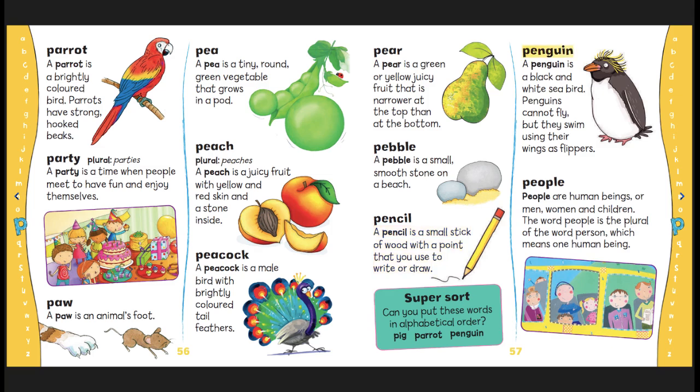Penguin. A penguin is a black and white seabird. Penguins cannot fly, but they swim using their wings as flippers. People. People are human beings, or men, women, and children. The word people is the plural of the word person, which means one human being.